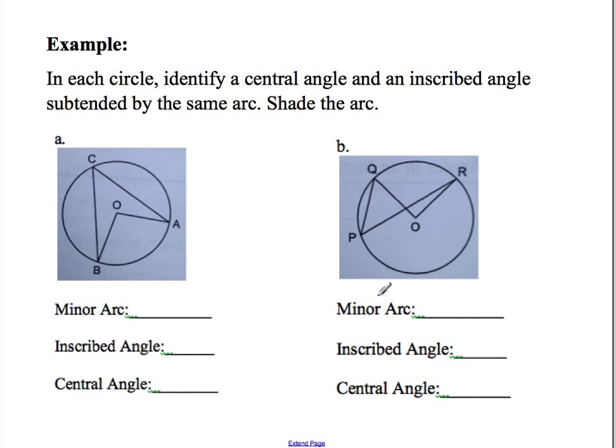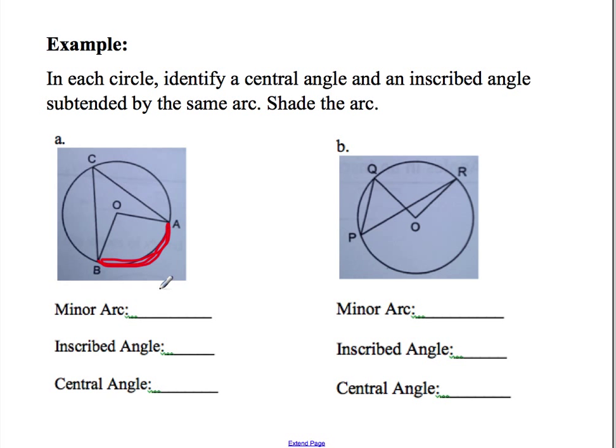Okay, so let's do this one and then I will stop this video and go on to the other property. So in each circle, identify a central angle and an inscribed angle subtended by the same arc. So I'm not going to tell you what the arc is, but it says to shade it in. Okay, so we have a few choices here. Okay, so we have that arc, AC, but there's really no line that starts at C, goes somewhere and ends at A. But there is an arc right here.